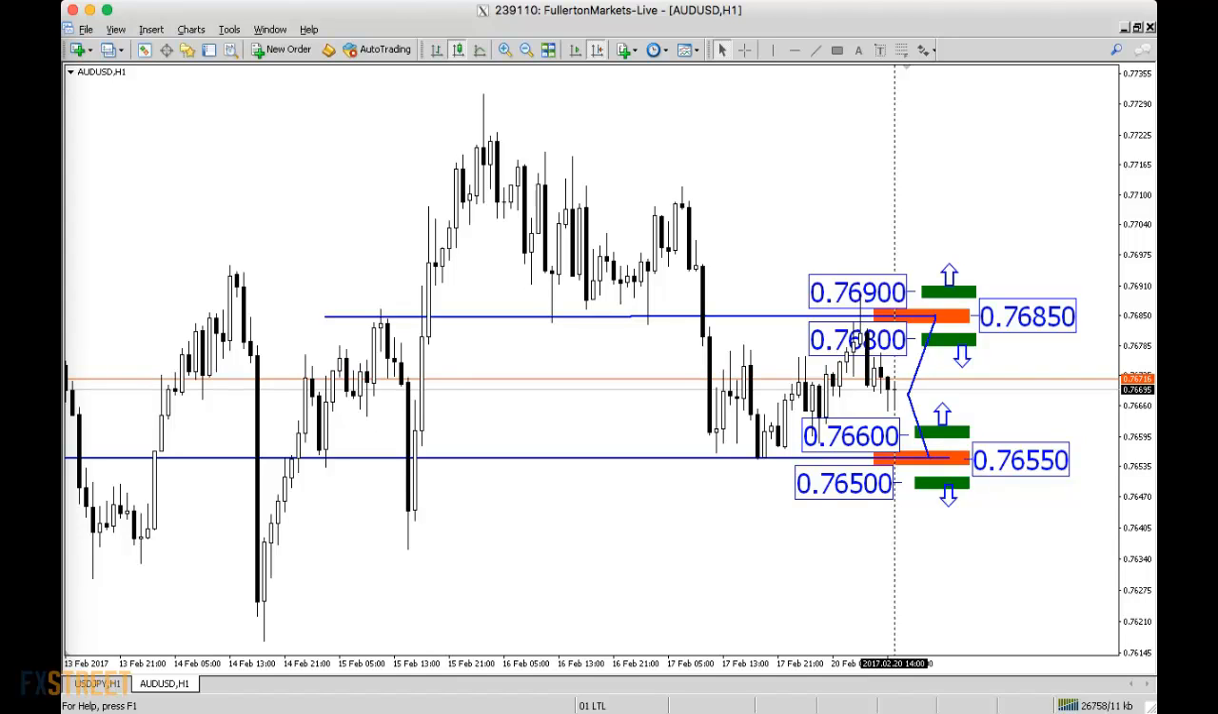The next question: what made me decide where to enter, the entry point with the rectangle? Okay, a bit of explanation on this example.